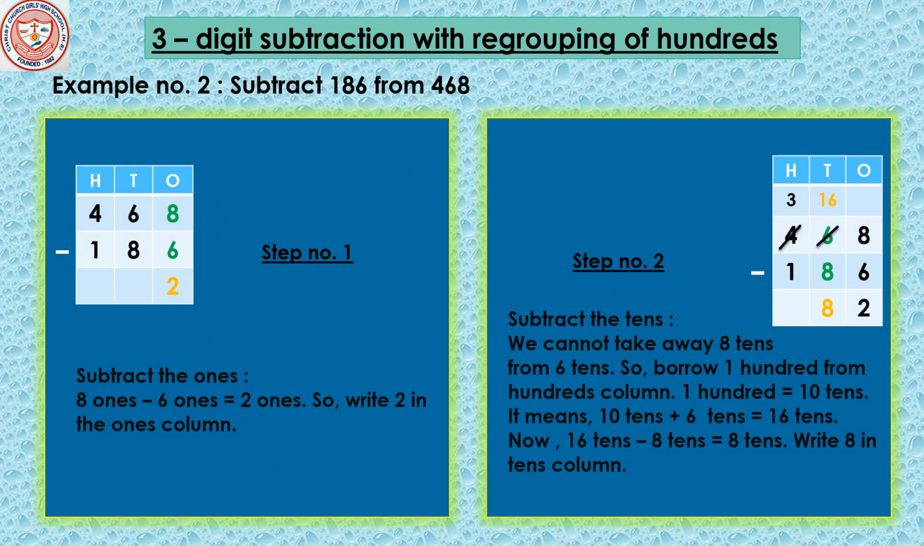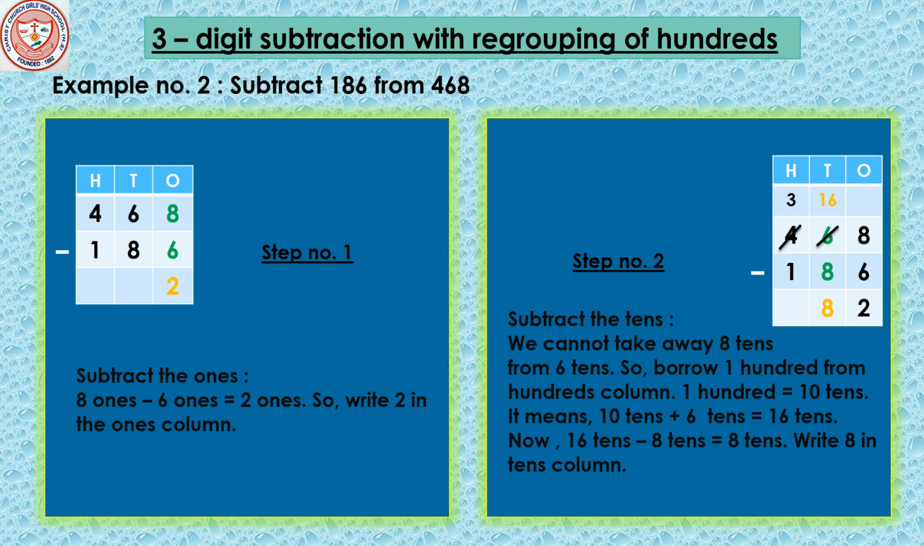Subtract 186 from 468. So, again, you have to write HTO, then write the numbers according to their place value. And always give the minus sign.